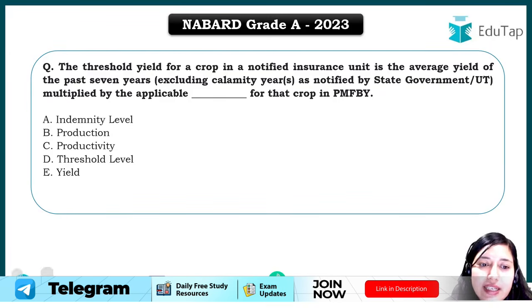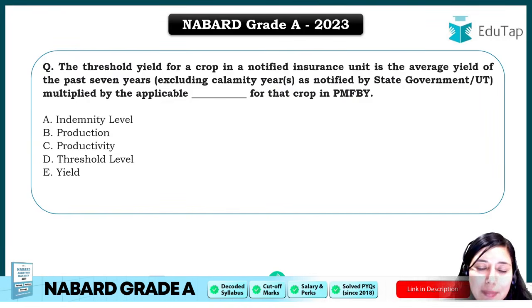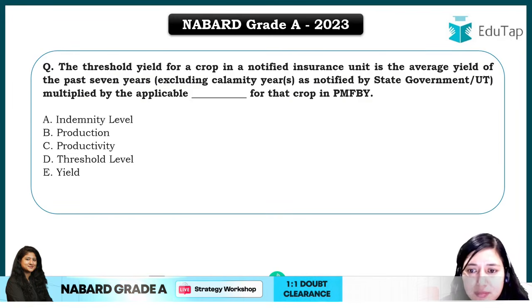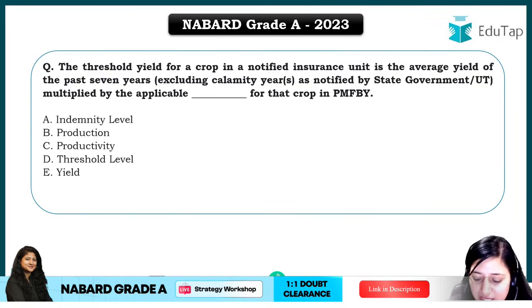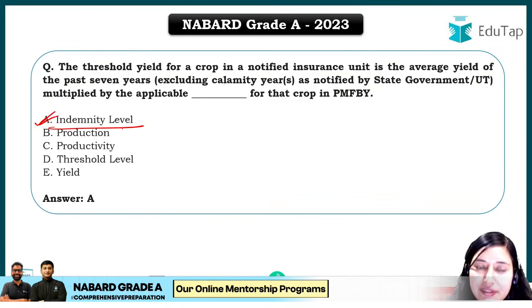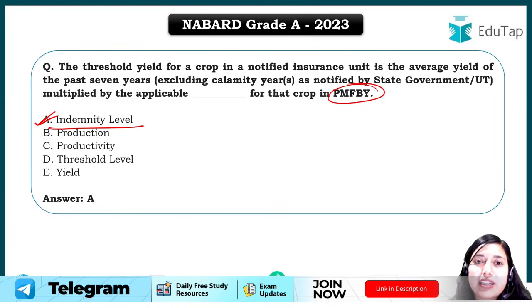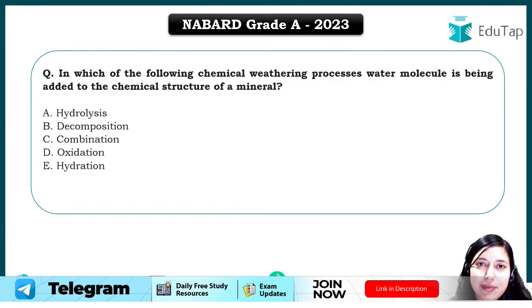Next question, the threshold yield for a crop in a notified insurance unit is the average yield of the past 7 years, excluding the calamity years, as notified by state government UT, multiplied by the applicable dash for the crop in PMFBY. ठीक है? Pradhan Mantri Fasal Bima Yojana. So the answer for this question will be indemnity level. ठीक है? So again scheme से question है, that is Pradhan Mantri Fasal Bima Yojana. You have to cover all the schemes related to agriculture and rural development. You can see questions have been asked, right?